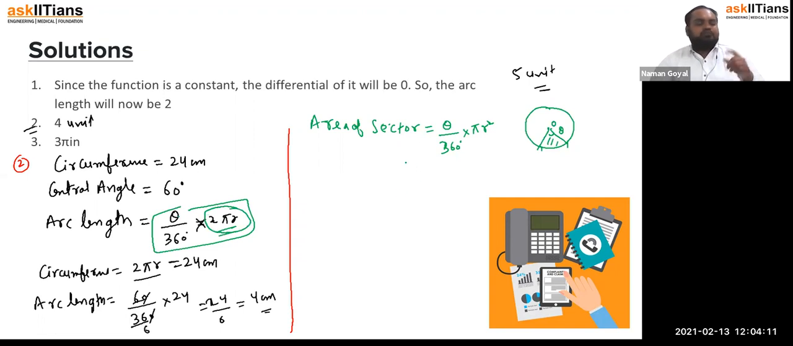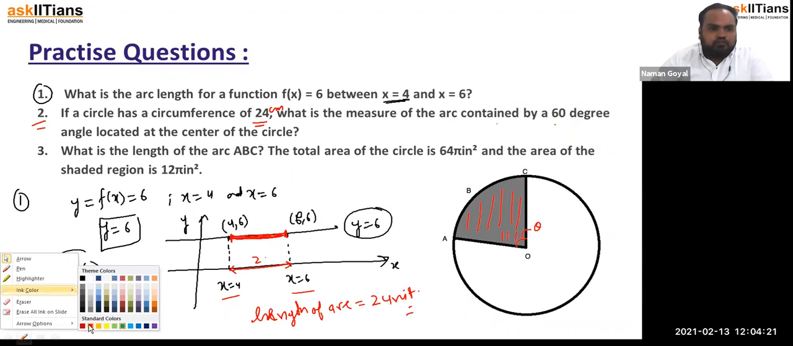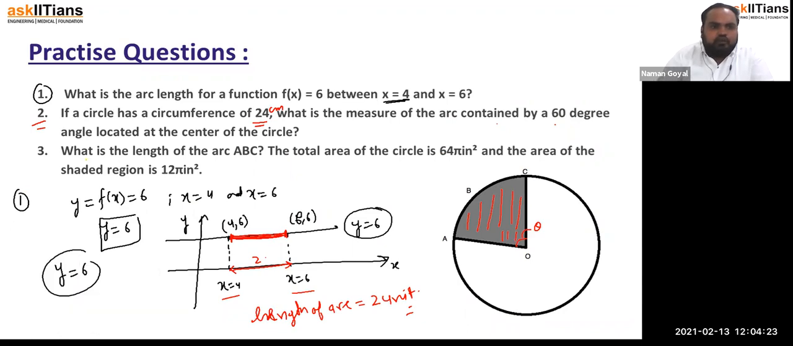And area of a sector is a fraction of the circle's area, so we can take pi r square here. Now in this question, read the question. It is asked what is the length of an arc ABC. First of all, you have to find the length of arc ABC.